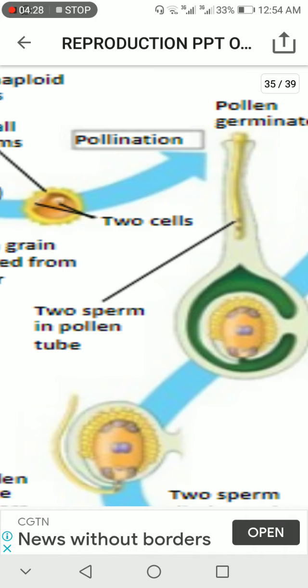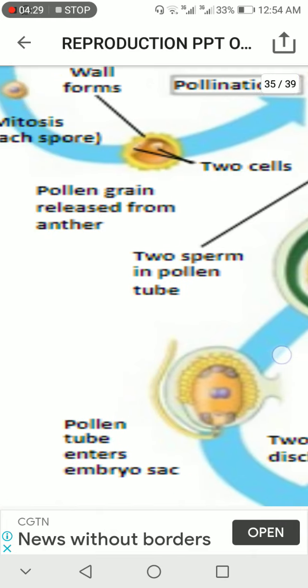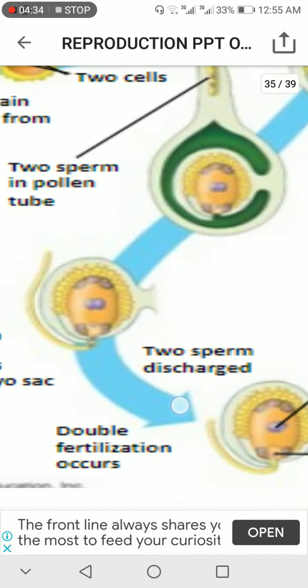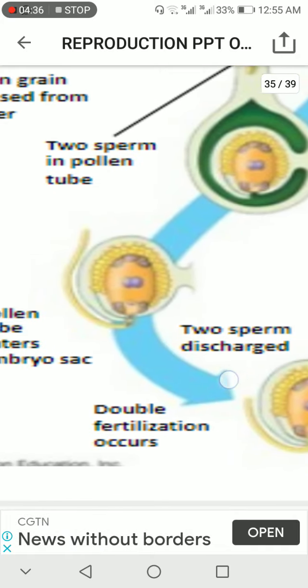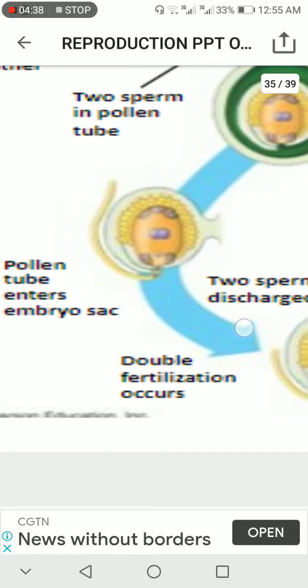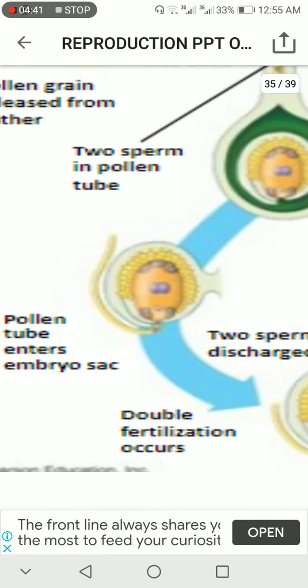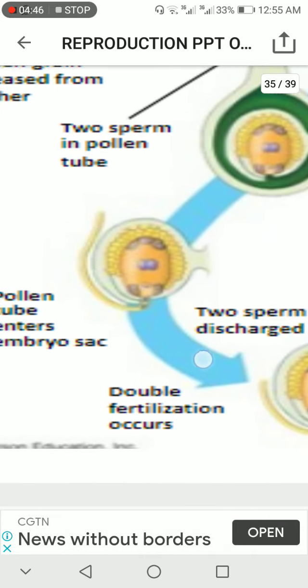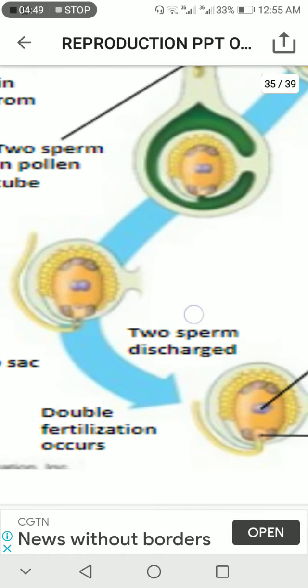Here you can see inside the ovule, an 8 nuclei structure is present. The nucleus of a megaspore divides after 3 mitotic divisions. It makes 8 nuclei. At this stage it is known as the female gametophyte. You will see this structure here.